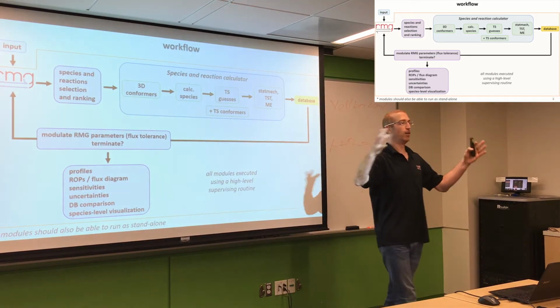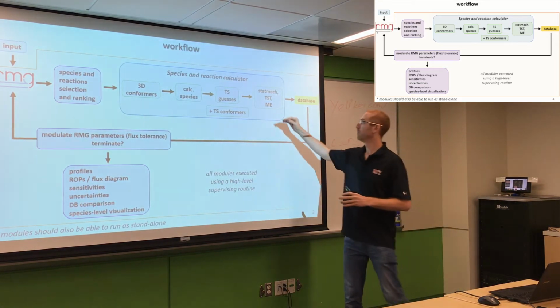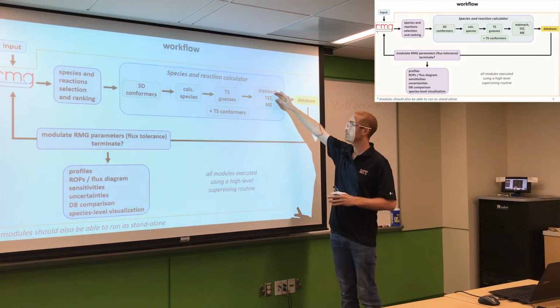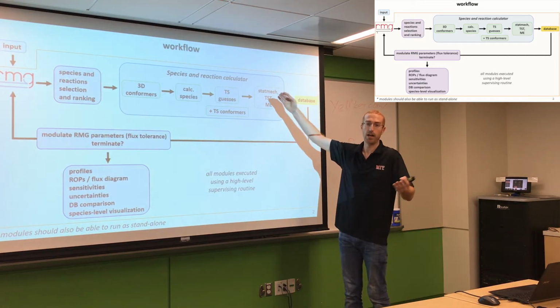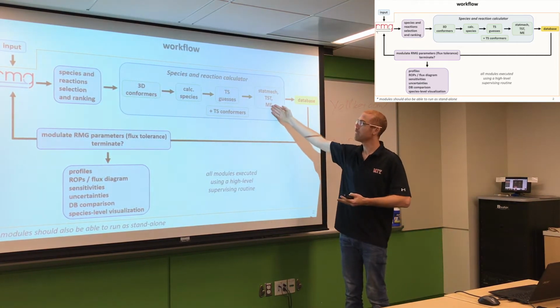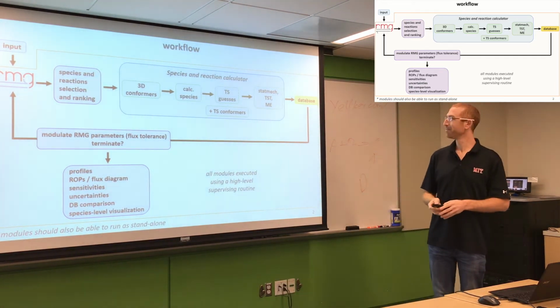Eventually, after we have all that, from here it's kind of downhill: running statistical mechanics to get the partition function, running transition state theory to get high pressure limit rates, solving the master equation if you'd like to get pressure dependent rates.